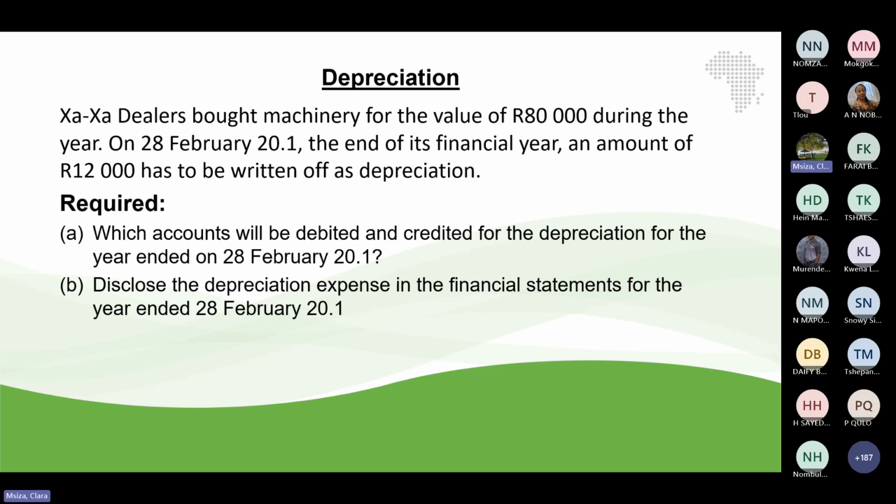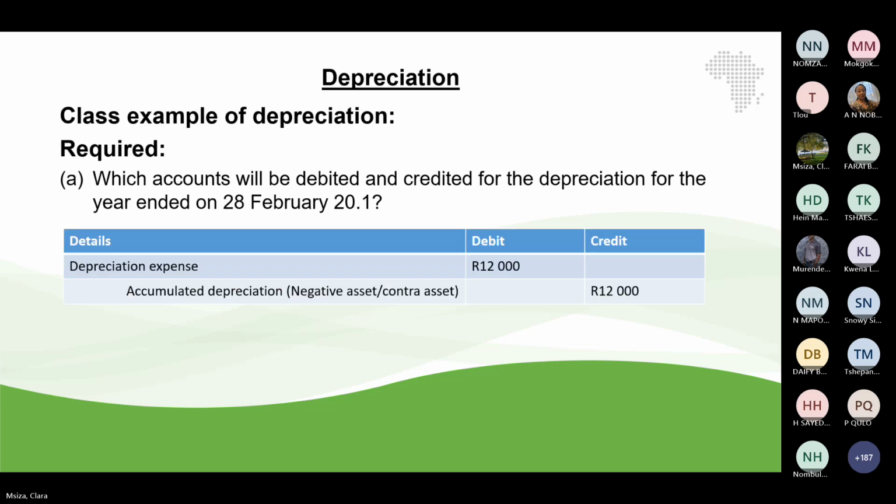So we have Tata dealers who bought machinery for the value of 80,000 during the year. On 28 Feb 20.1, the end of its financial year, an amount of 12,000 has to be written off as depreciation. So meaning it was not done. Which account will be debited and credited for depreciation for the year ended 28 Feb 20.1? Which account will be debited? Can we attempt this?